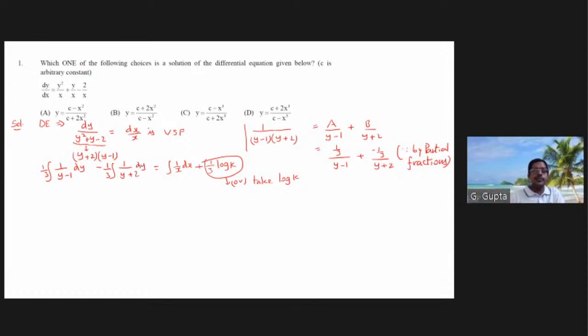So 1 by 3 log y minus 1. Okay, 1 upon y with respect to y integration is log y. So 1 by y minus 1 integrating with respect to y is log y minus 1. You can compare with the previous calculus integration method, f dash x by f x, also. Minus 1 by 3 log y plus 2. So both are correct. I am writing sometimes log, sometimes ln. This is equal to log x plus 1 by 3 log k.